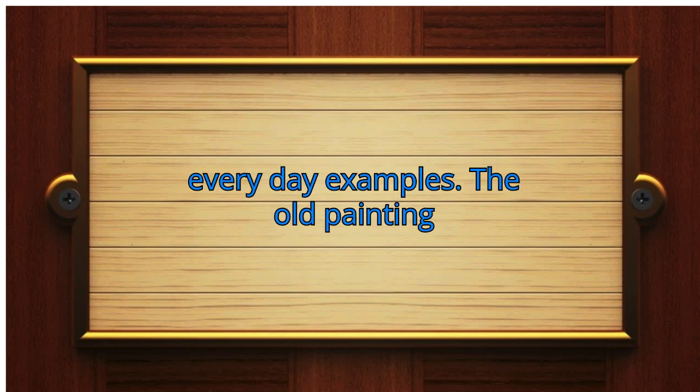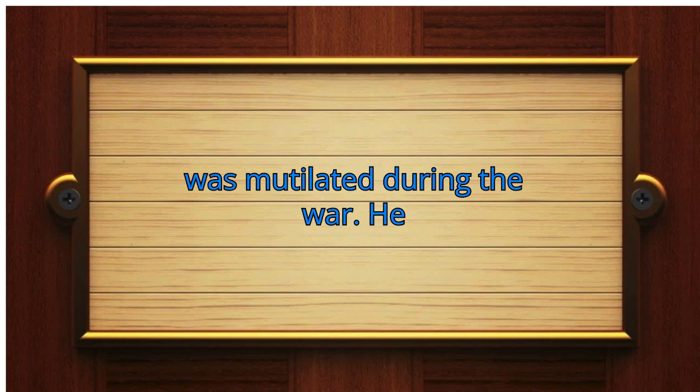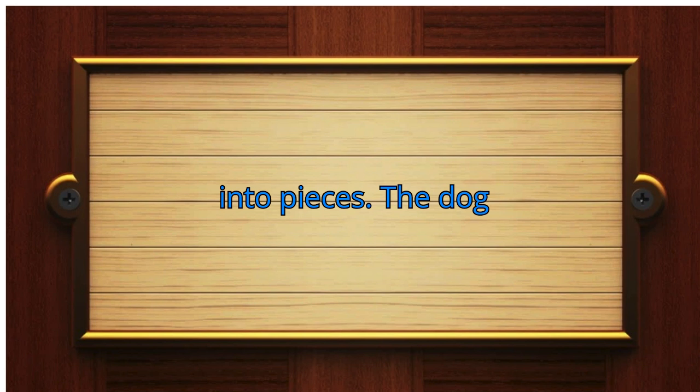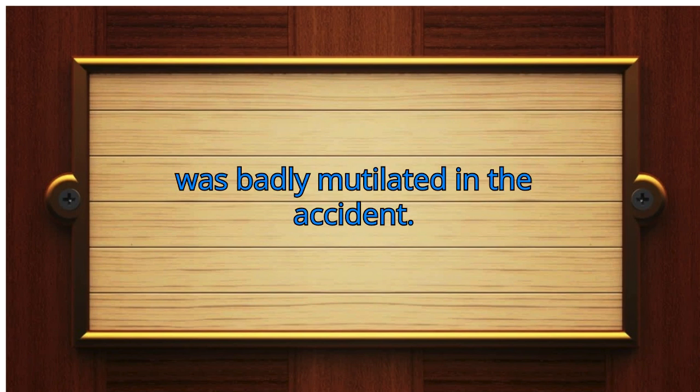Let's understand it better with everyday examples. The old painting was mutilated during the war. He mutilated the document by tearing it into pieces. The dog was badly mutilated in the accident.